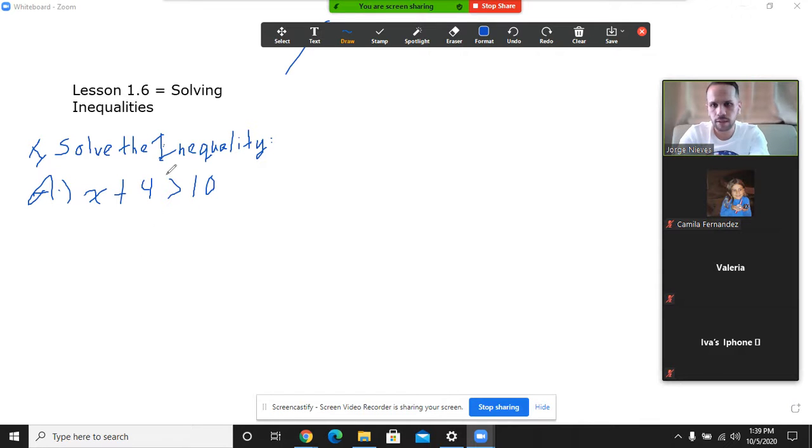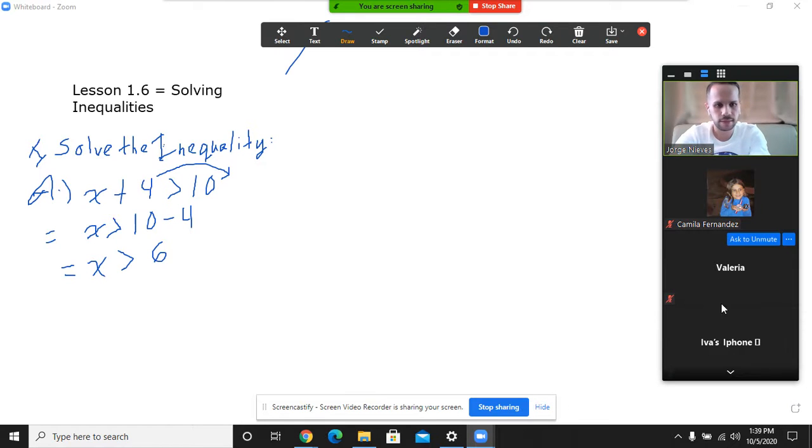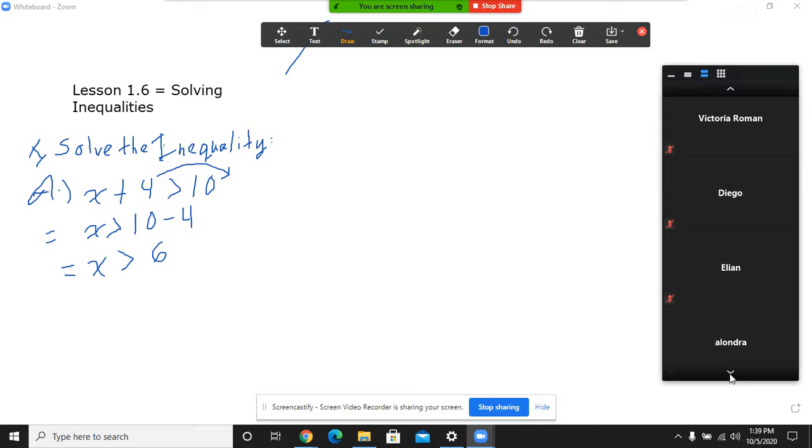We're going to move 4 to the other side, which is the same as subtracting 4. So it's going to be x greater than 10 minus 4. So the final answer here will be x greater than 6. So the question is, how do I graph that so I can see the same inequality on a number line? How do I do it?